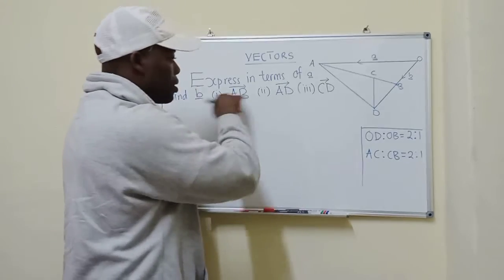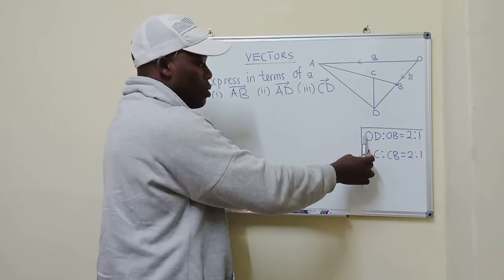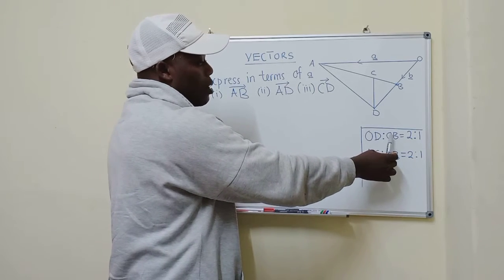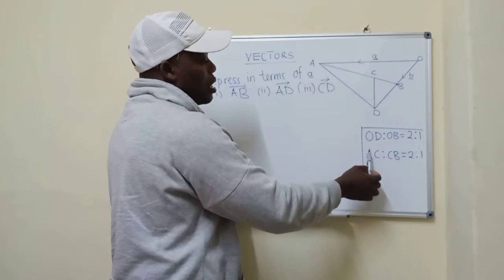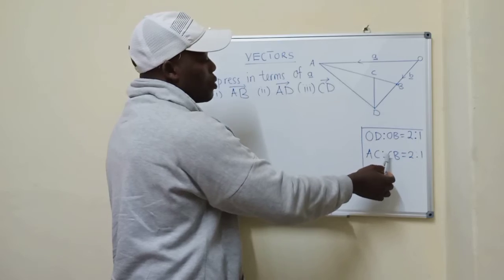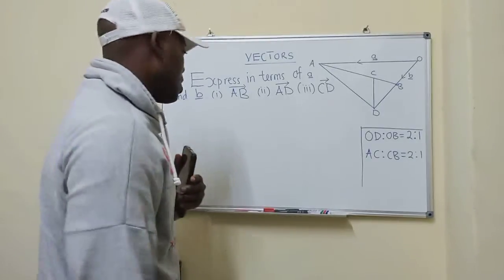So before we could answer this, let me just start with the ratios. Can you see the ratios? Yes. There is OD and OD to OB is equal to 2 to 1. AC to CB is equal to 2 to 1. So the ratios are very important to understand.